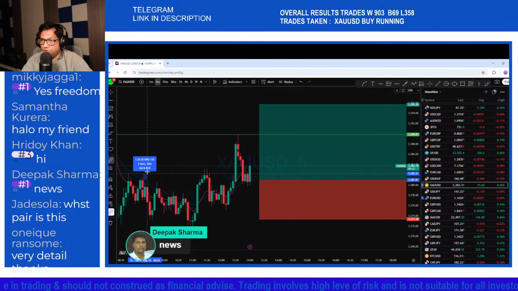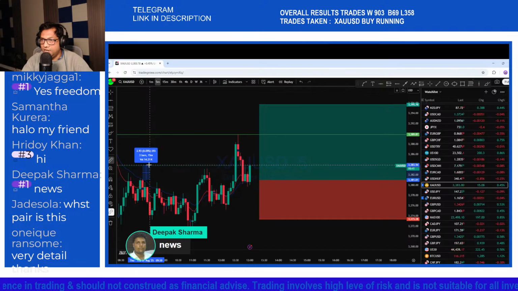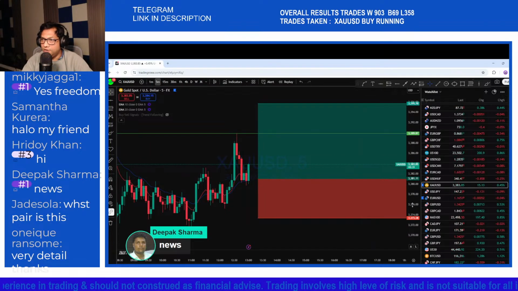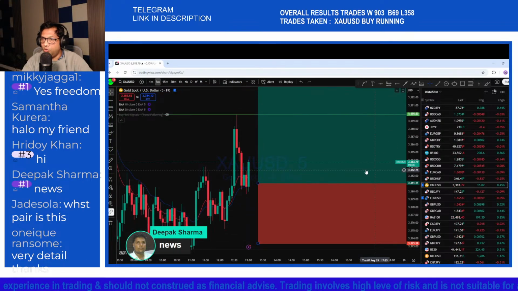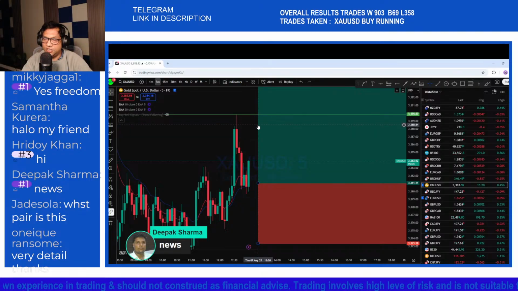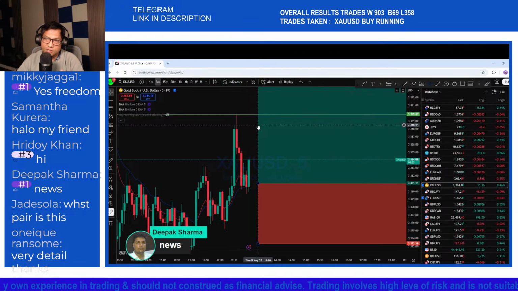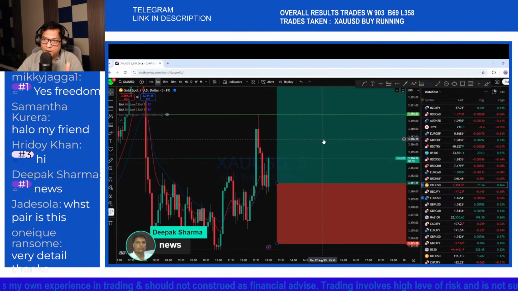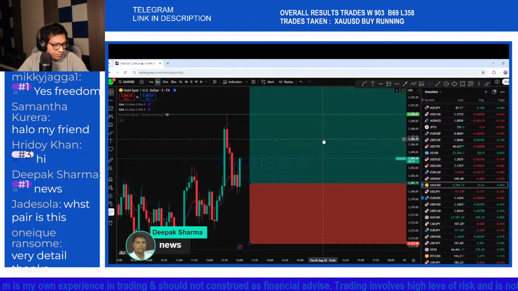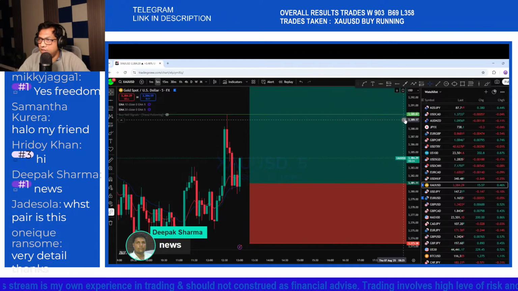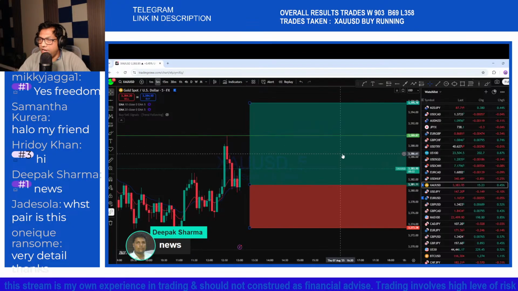So we are almost at 29 pip up with this trade, and with the 5 minute close, expecting to have another upside bounce here to that resistance line in this market, to the 3389 level.